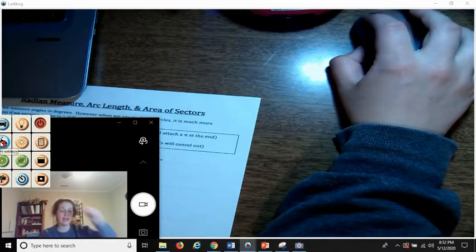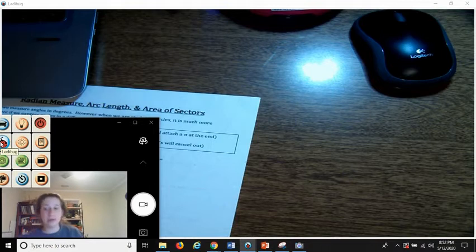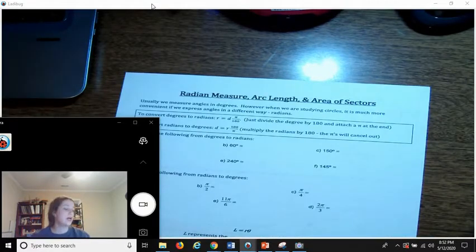So today we are doing a lot, but it's doable, so don't panic. We are going to be taking notes on radian measure, arc length, and area of sectors. If we were in school, I would have done a little activity with radian measure showing you exactly how radians are calculated and what they are. We're just going to learn the formulas.